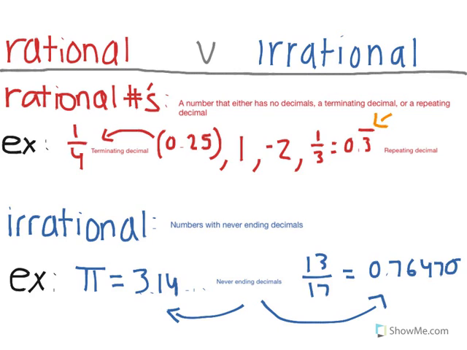Irrational numbers are numbers that have never-ending decimals, such as pi, which we all know the first couple numbers of: 3.14, and it goes on forever and ever with no pattern. Another example would be a fraction such as 13/17, and that is a never-ending decimal. These are the first couple numbers of it, but it keeps going on forever in no certain pattern.